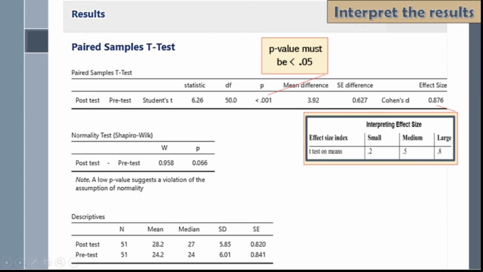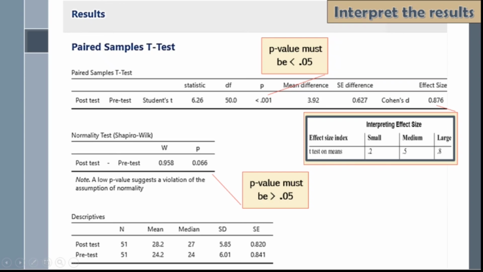For the normality test, as you can see, there's a note below the table stating that a low p-value suggests a violation of the assumption of normality. To meet this assumption, you should obtain a p-value of greater than 0.05. If you get less than 0.05, it means that the assumption of normality is violated. If that is the case, instead of paired samples t-test, use its non-parametric counterpart or alternative, which is the Wilcoxon signed rank test, which we will discuss in our next session.